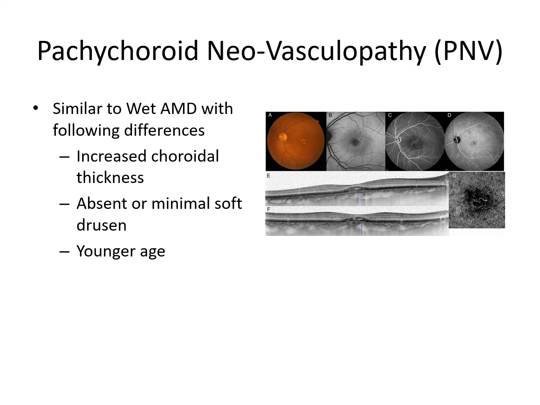Here, apart from the choroid being thickened, we have now a neovascularization occurring in the subretinal space, and again the associated finding that there's a thickening of the choroid and there's absent or minimal soft drusen, and the age is young. And this is important to differentiate these patients from age-related macular degeneration.